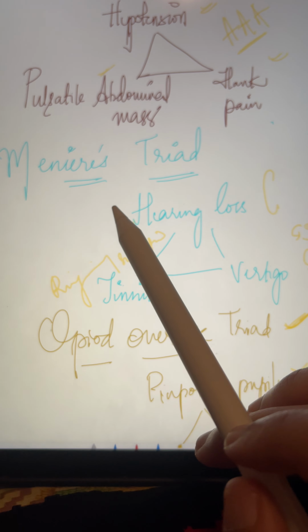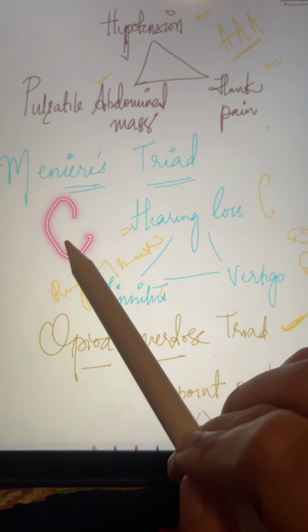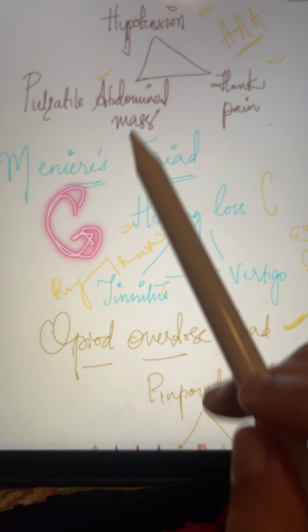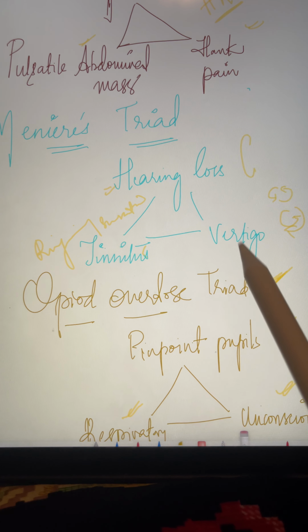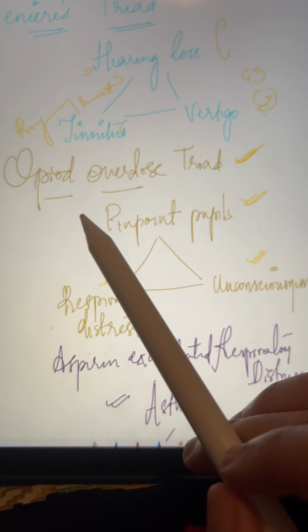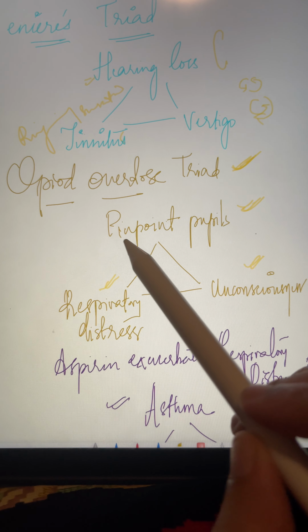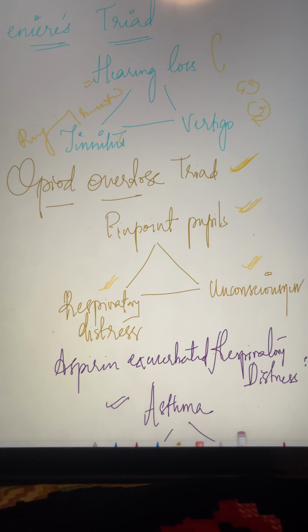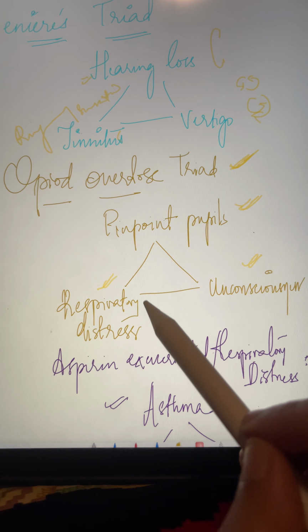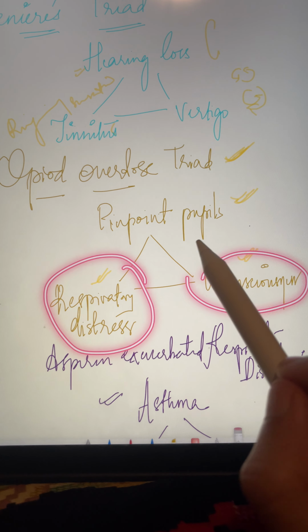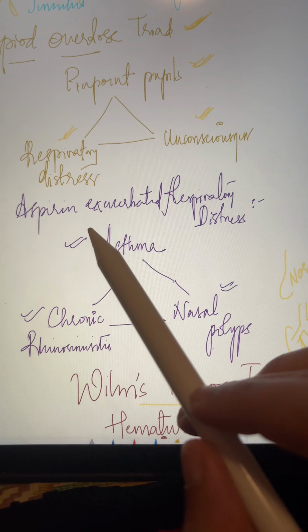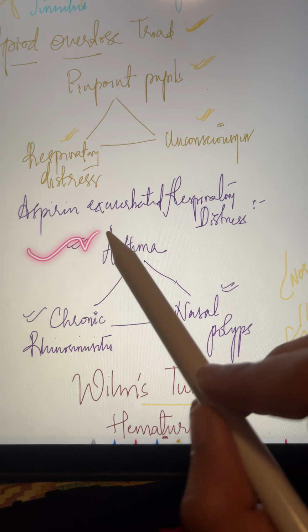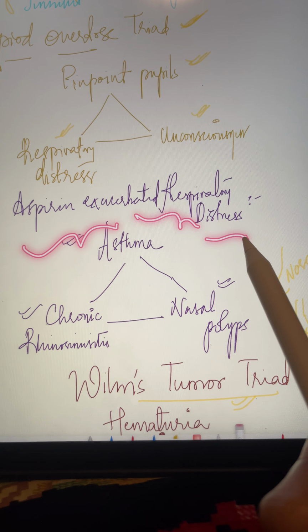Next is Meniere's triad, which we see in ear pathology, ENT: hearing loss, tinnitus, and vertigo. Next we have opioid poisoning, which includes pinpoint pupils, respiratory depression, and unconsciousness. Lastly, now we can come across aspirin-exacerbated respiratory disease.